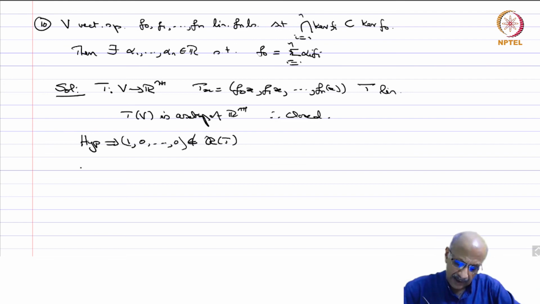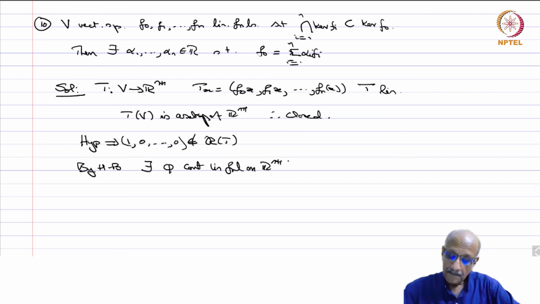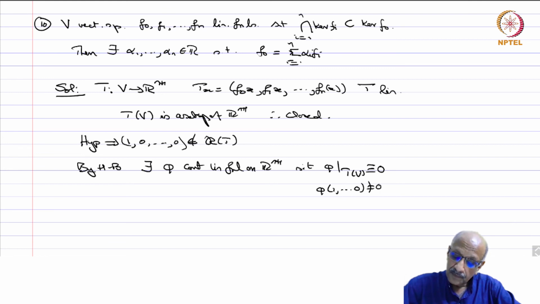So by Hahn-Banach, there exists a continuous linear functional phi on R^(n+1) such that phi restricted to T(V) is identically 0 and phi on (1, 0, ..., 0) is not 0. But what is a continuous linear functional? There is nothing but R^(n+1) dual is itself.